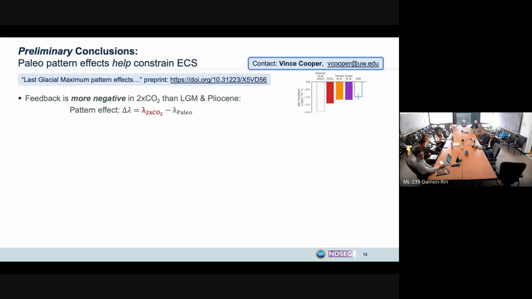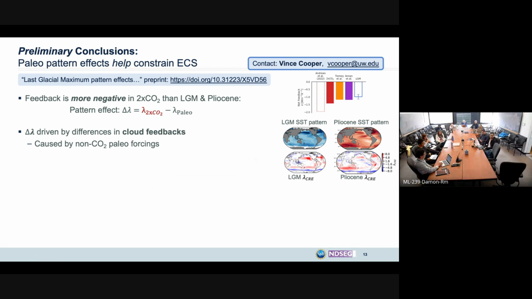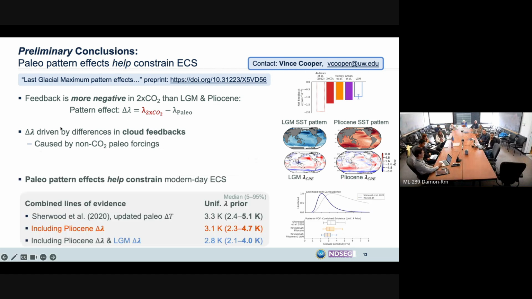With that, I'll leave up my conclusions just to go over them briefly. The feedbacks were more negative in the modern day CO2 doubling than they were in the paleo record. That difference in the feedbacks was mostly caused by different cloud feedbacks, and those different cloud feedbacks are attributable to the non-CO2 forcing, things like the ice sheets and the vegetation changes, rather than just the CO2 pattern. When we account for that paleo pattern effect difference in the feedbacks, it actually helps constrain modern day ECS, as opposed to blowing up the constraints, which was what was found for the historical record. Obviously these lines of evidence will refine as different aspects get better constrained in the future, but we think that this one particular piece points to stronger constraints overall.